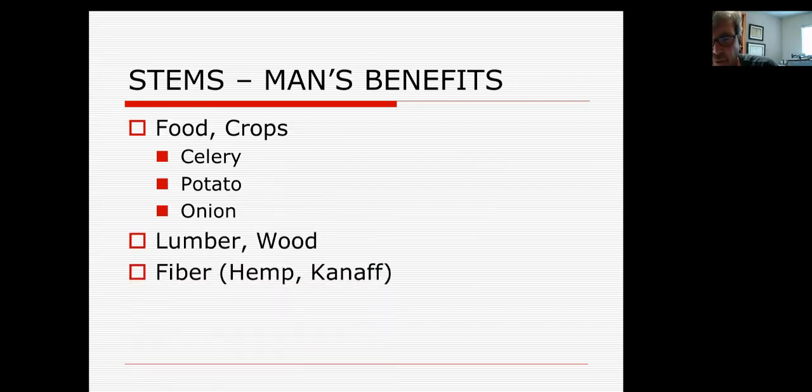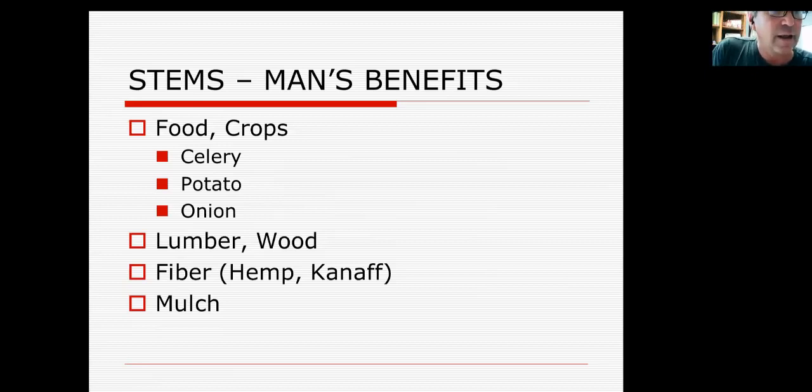We use them for lumber and wood, as we mentioned. Fiber is another thing. Some plants have a lot of fiber in the stem, and they can strip it down and use the vascular system for making fibers. And then when we're done, we chop it up and use it as mulch, because those stems last longer than leaves.